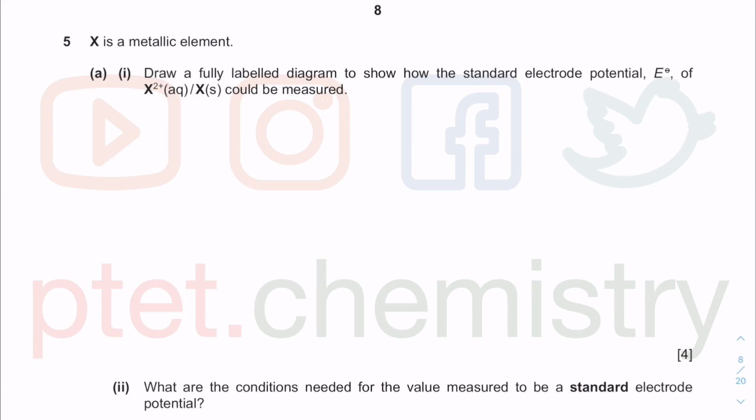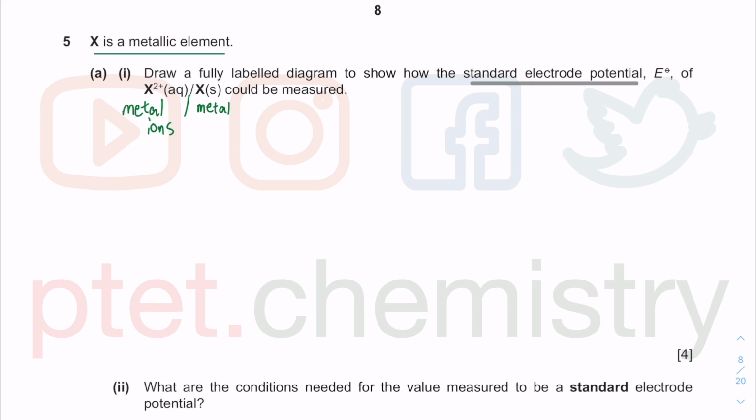So in this question number 5, we have X, which is a metallic element. If X is a metallic element, we're talking about metal and also metal ions, and we have to come up with a drawing for this system to investigate or to measure the standard electrode potential, E0, as given in the data booklet.